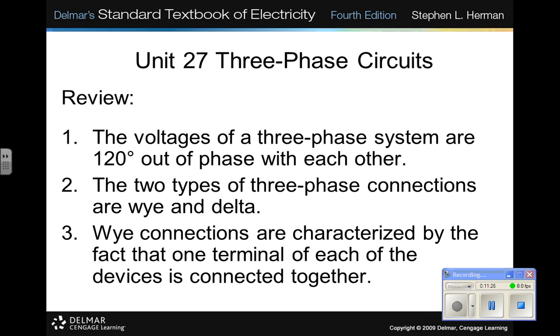Okay. The voltage of three-phase systems are 120. We've said that about 10 times. Oh, this is a review of everything we've just gone over. Good deal. Let's stop this now, and we're going to make this a separate one at a mere 12 minutes for one.